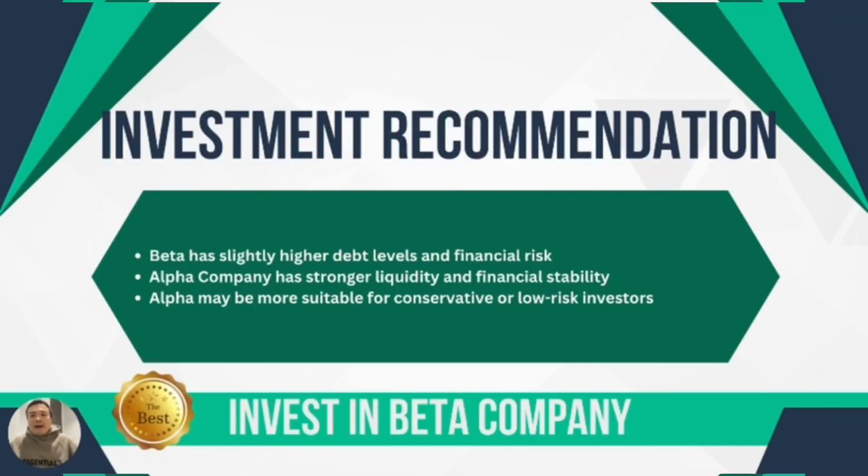So, both Alpha and Beta are strong companies with different advantages. Alpha company has stronger liquidity, lower debt, and lower financial risk, making it a safer option for conservative investors. However, Beta company performs better in profitability and shareholder returns. Even though Beta has slightly higher financial risk, its stronger profitability and growth potential make it more attractive overall. Therefore, our group recommends Beta company as the better investment choice because it offers stronger growth opportunities and better long-term returns for investors.